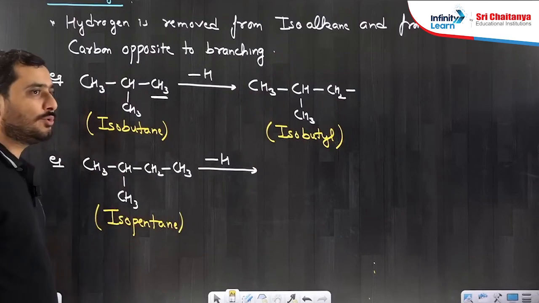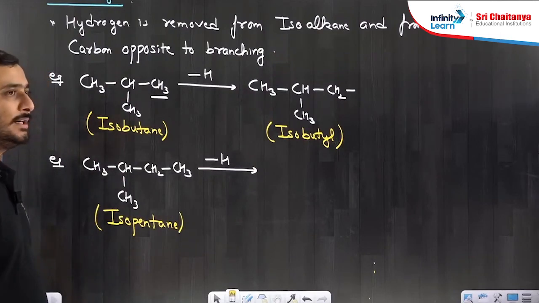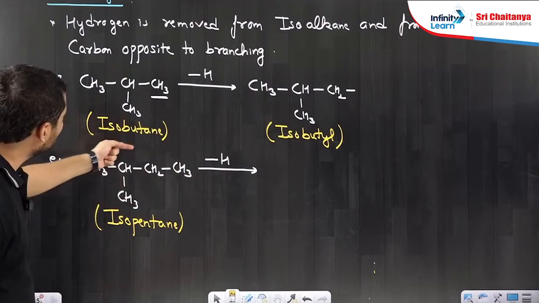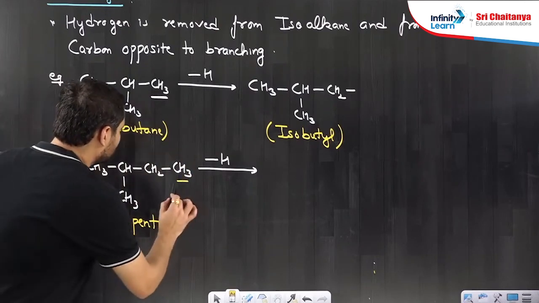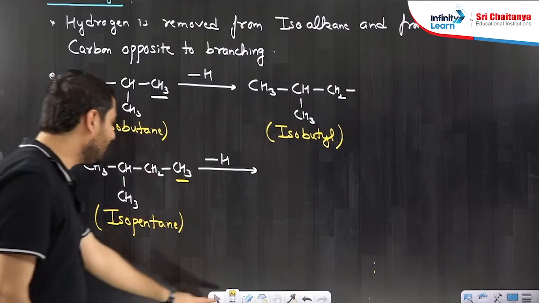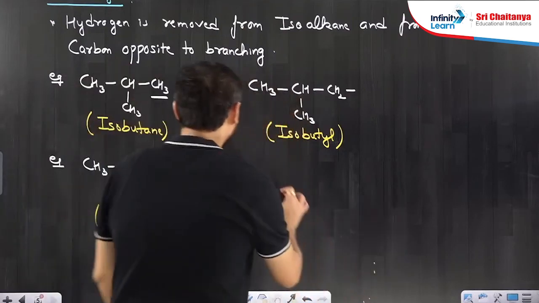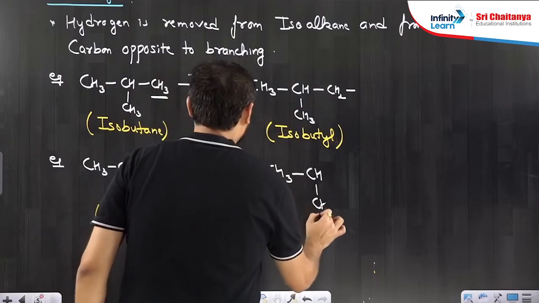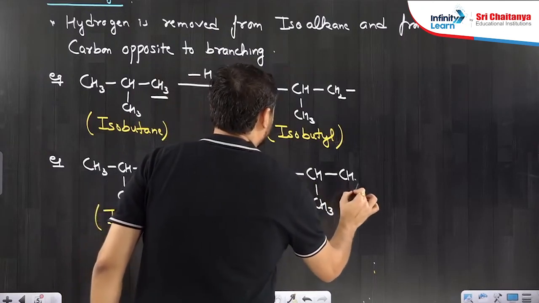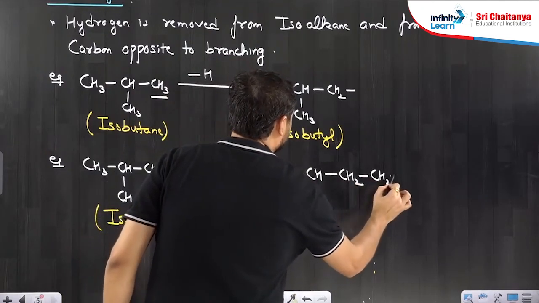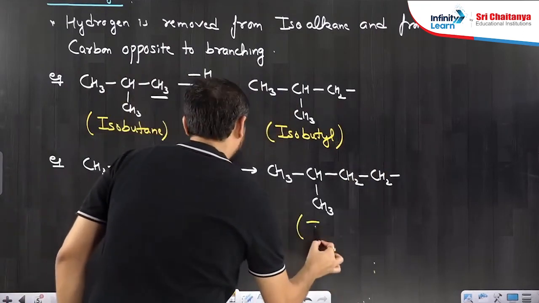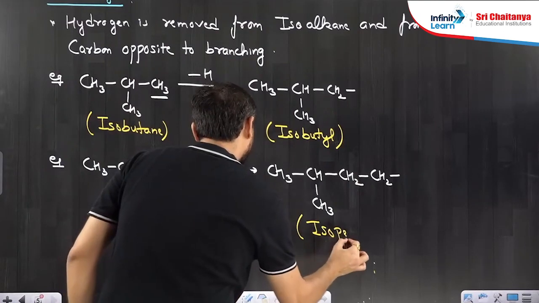Now we have to remove one hydrogen from the opposite end of the branching. So from here the branching is done: 1, 2, 3, 4. Which is the opposite end? This is the opposite end. Remove one hydrogen from here. So what do we get? CH3, CH, CH3, CH2. Here one hydrogen is removed, so what is left? CH2. So this group will be called isopentyl.